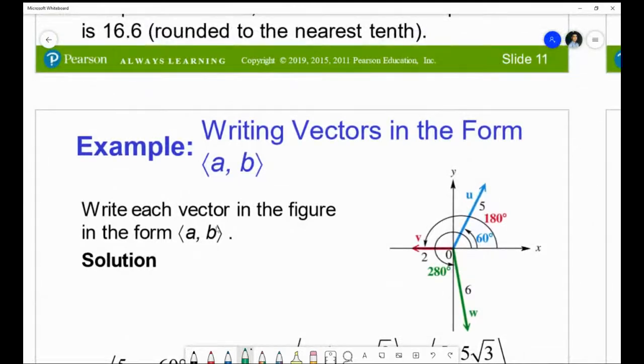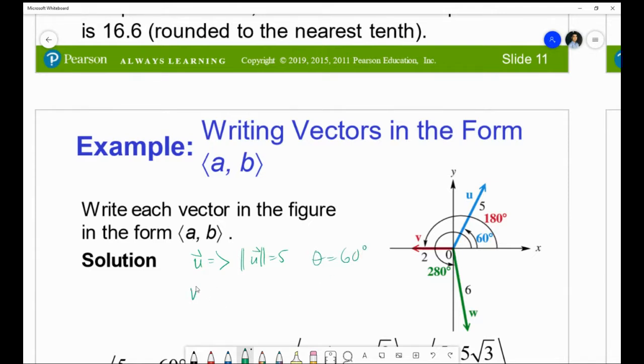Okay, write each of the vectors in the figure in the form AB. So form AB is basically just the endpoint of my vector. You can see here they give us the following. Vector U has a magnitude of 5, and theta is 60 degrees.